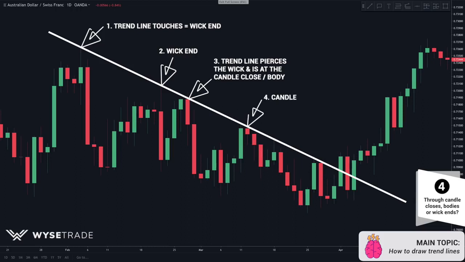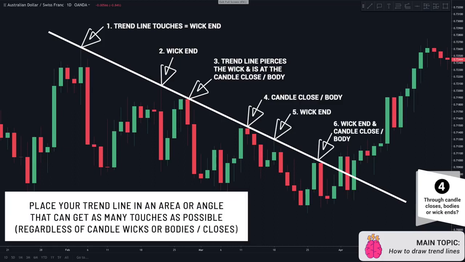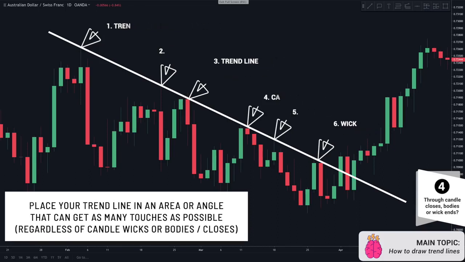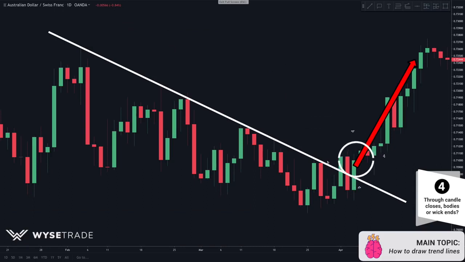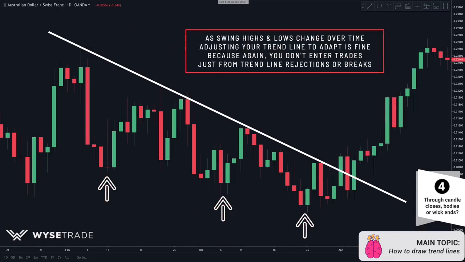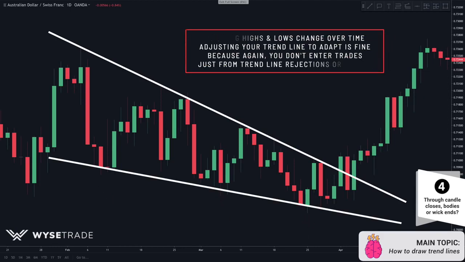So again, the trend line hits the candle body, and here the trend line hits the wick end, and here the trend line hits the wick and body. Notice how the trend line hits candle closes and wicks, whichever allows for us to get the most amount of touches. Price then finally broke out and started a trend change. So same along the bottom, our trend line would be placed like this, because that way we can hit all 3 points. So let's do this one more time.